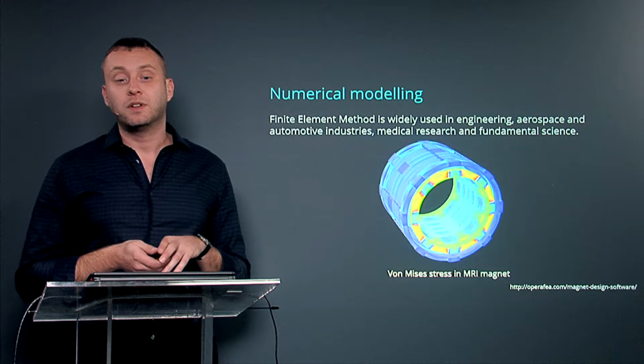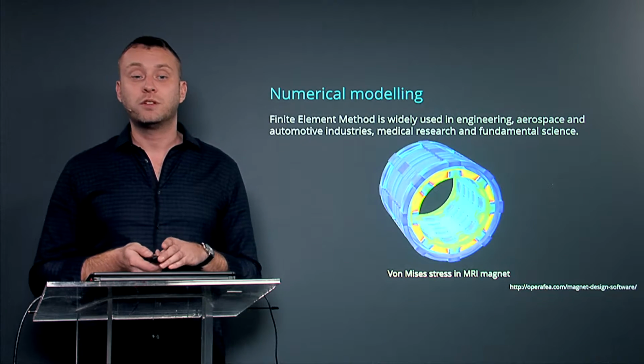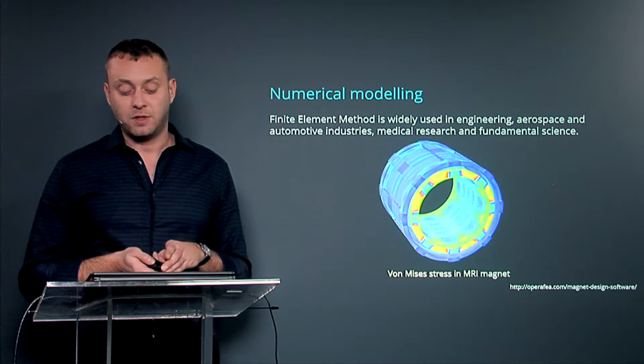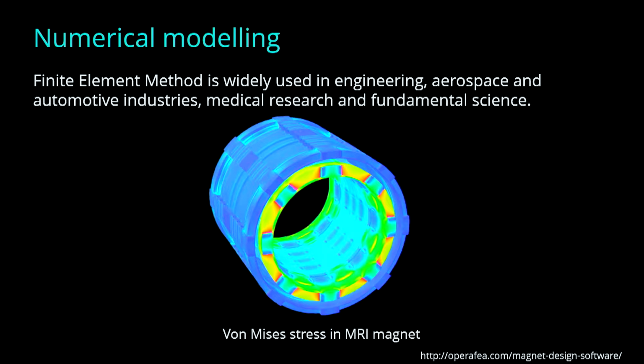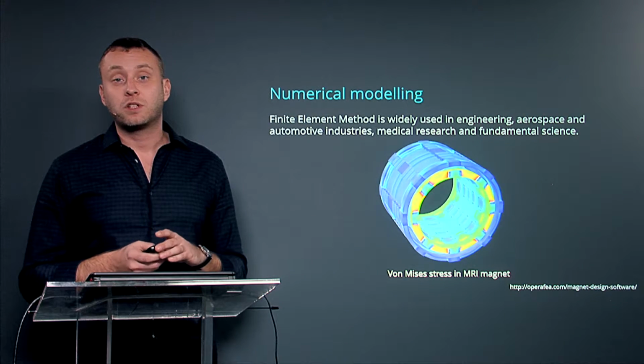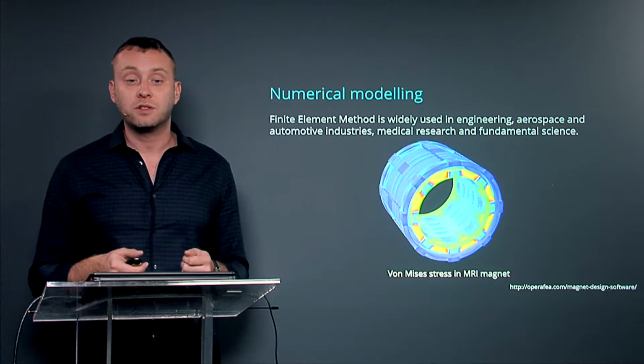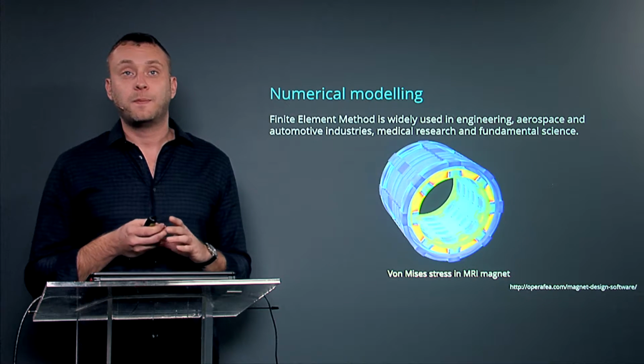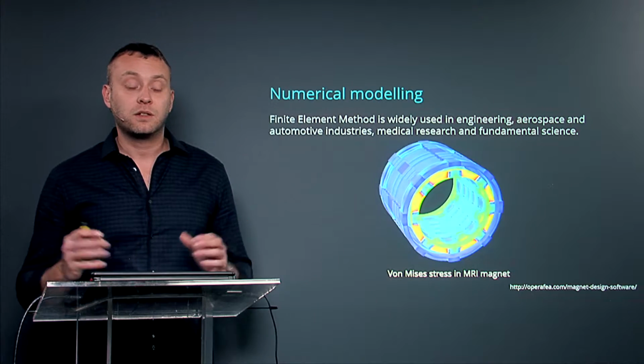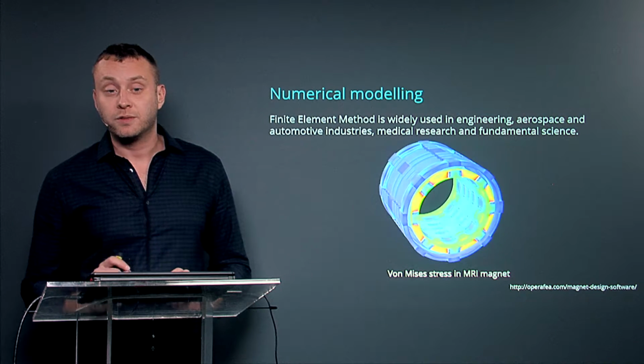Another example, a bit closer to our research, is the stresses in the MRI magnet, von Mises stress. Especially in engineering and applied physics, before you create any device which can cost a lot of money, you have to make optimizations and to be sure that your device will work as expected. So this tool is used by many companies and researchers worldwide.